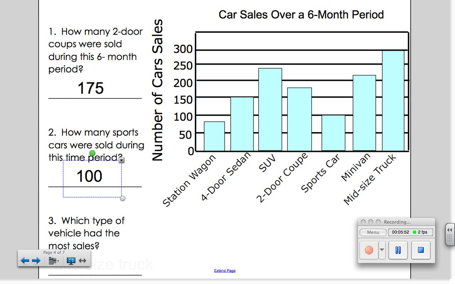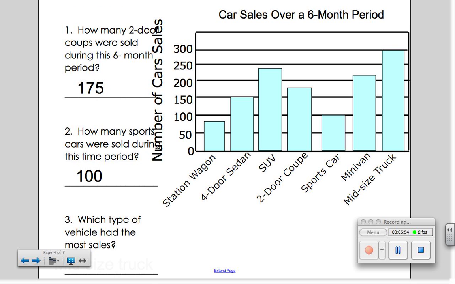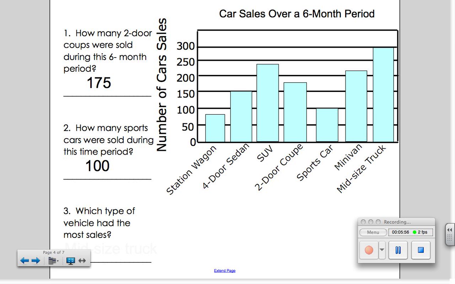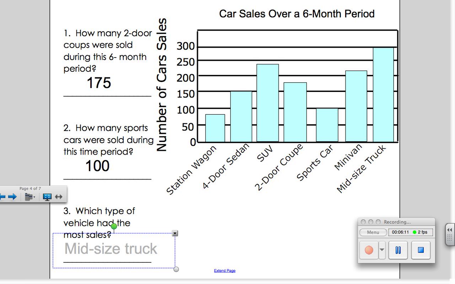And last but not least, which type of vehicle had the most sales? So now we are looking at the numbers of car sales. And we see that if we look across, the highest bar belongs to the mid-sized truck.